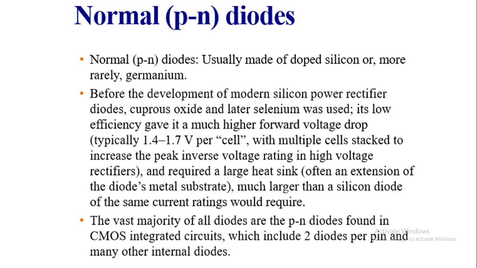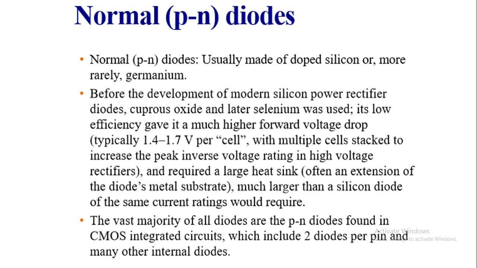Normal PN diodes are usually made of doped silicon or, more rarely, germanium. Before the development of modern silicon power rectifier diodes, cuprous oxide and later selenium was used. Its low efficiency gave it a much higher forward voltage drop, typically from 1.4 to 1.7 volts per cell, with multiple cells stacked to increase the peak inverse voltage rating in high voltage rectifiers. It required a larger heat sink, often an extension of the diode's metal substrate, making it large and expensive, much larger than a silicon diode of the same current rating would require.